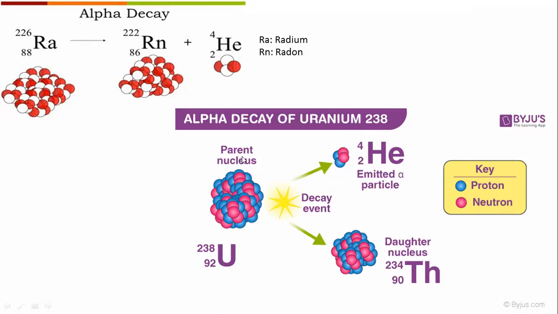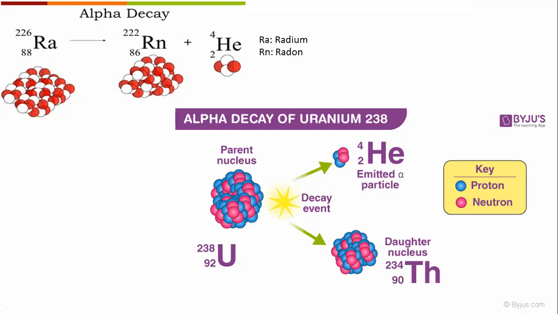And if one of the parent, the daughter, or the alpha is missing over here, you can put in any of the missing nuclides by balancing the total number of protons, or the atomic number, and the mass number.